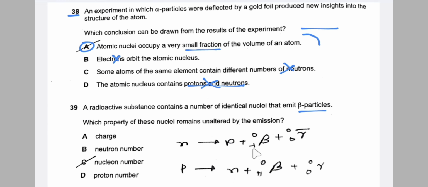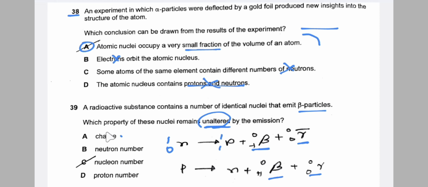Let's suppose beta minus decay occurs. Then a neutron changes to a proton, that is 1 1. So charge is balanced, and since beta minus is emitted, an antineutrino is emitted, and if beta plus is emitted, then a neutrino is emitted. Beta minus, antineutrino; beta plus, neutrino, and a proton changes to a neutron. So which property of the nuclei remains unaltered? So what is not changed?